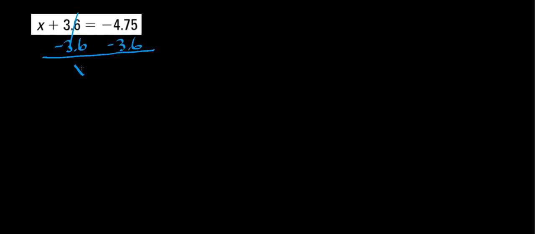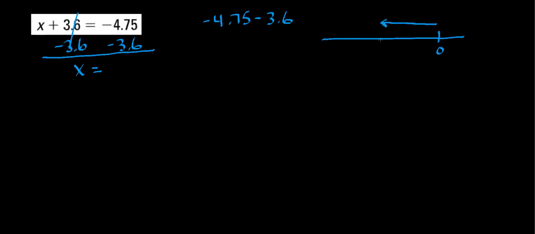This is going to cancel out. I'm going to have my variable X by itself. Now, I have this little math problem here. I have negative 4.75 minus 3.6. If I'm thinking on a number line, I'm thinking, okay, so if this is 0, I'm starting here at negative 4.75. And since I'm taking away 3.6, I'm going to the left another 3.6 units.